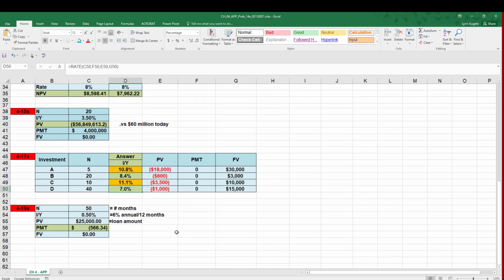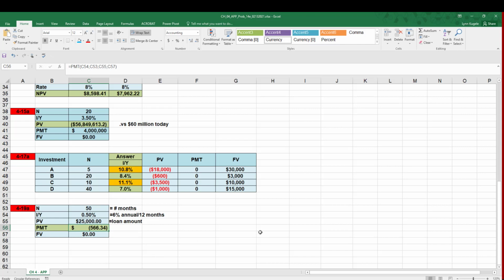And 19. You purchased a car using some cash and borrowing $25,000 for 50 months at 6% a year. Calculate the monthly payment. That's a number of months. They told you that right there, 50 months. The rate, remember, it's got to be a monthly rate. So it's 6% divided by 12. You borrowed $25,000, so you got that. That's positive. You're paying it down to 0. So the payment is $566.34.